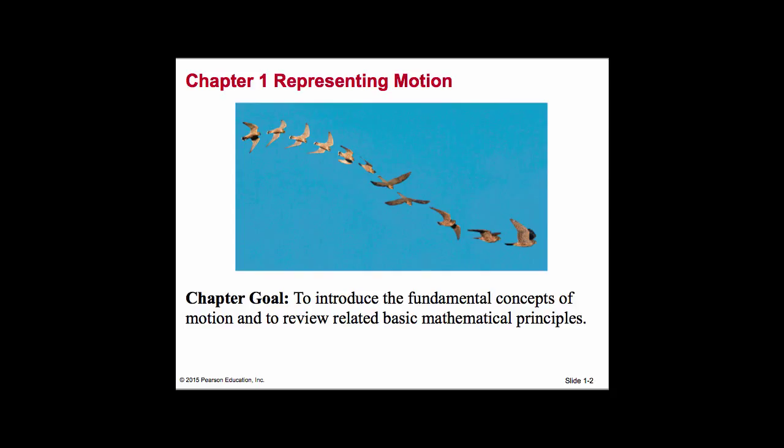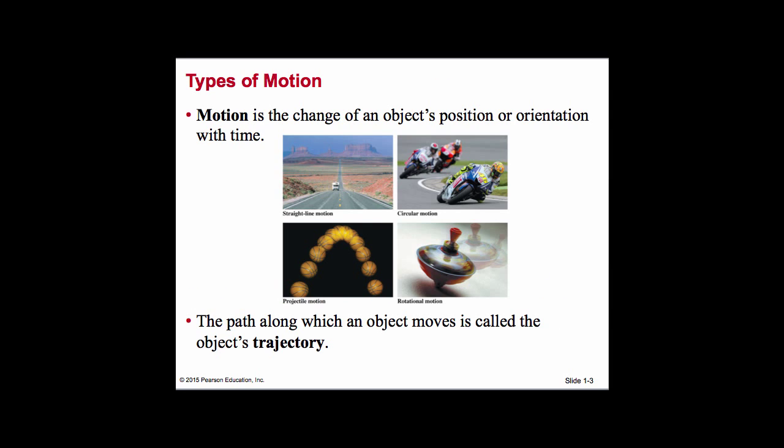And we're going to look at the basic concepts of motion. There are different types of motion that we're going to study. You can see here that we're going to look at straight line motion. That's what we do first. Then we do circular motion, projectile motion, rotational motion. And the path that an object takes is called the object's trajectory.